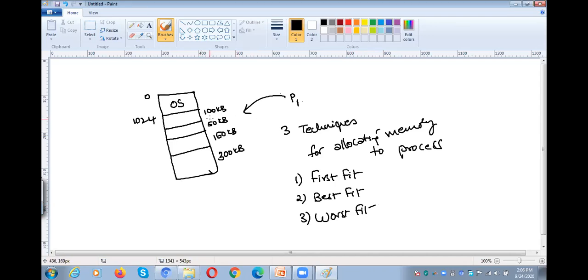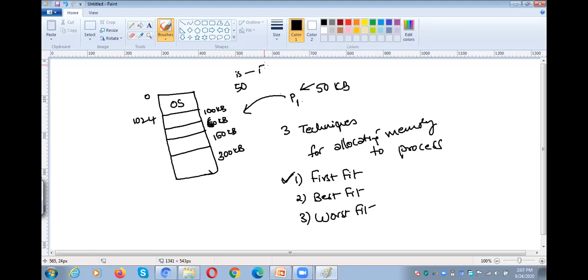Let me modify this one to 60. So what is first fit? For example, the process is of size, here in our example, 50 KB. Whenever I want to keep the process into the main memory, if it is first fit, we will check the block sizes one by one. So 100: the 50 KB process fits into the 100. Yes.